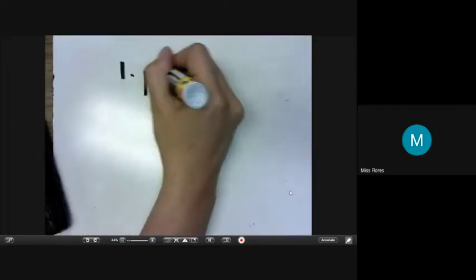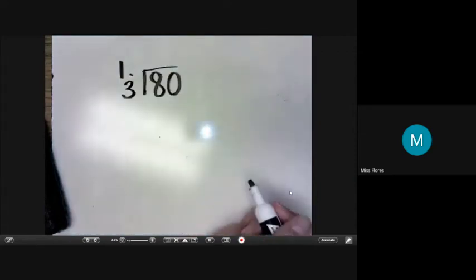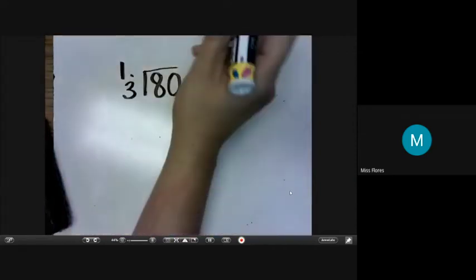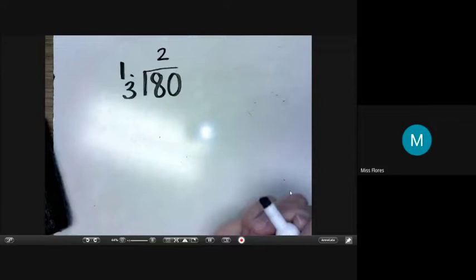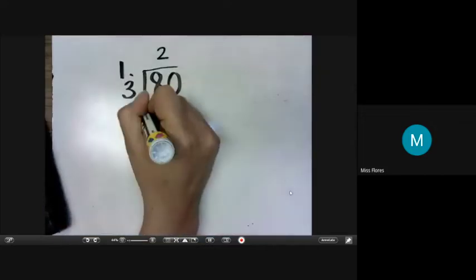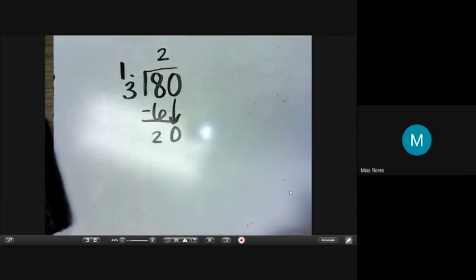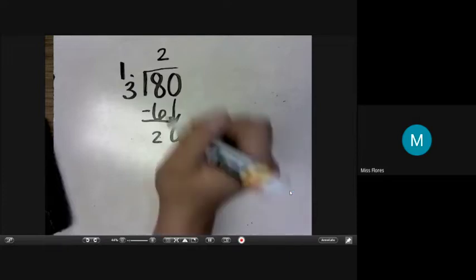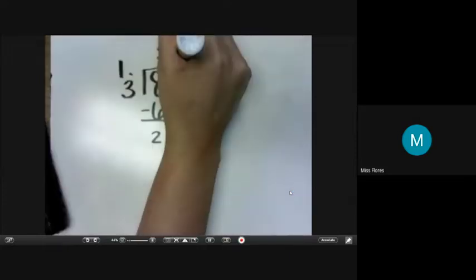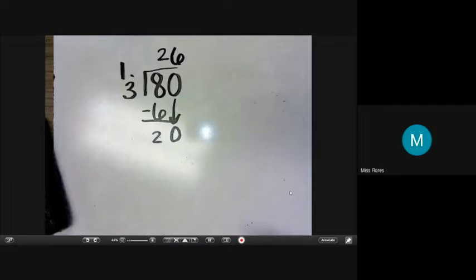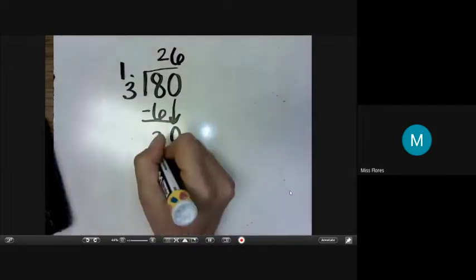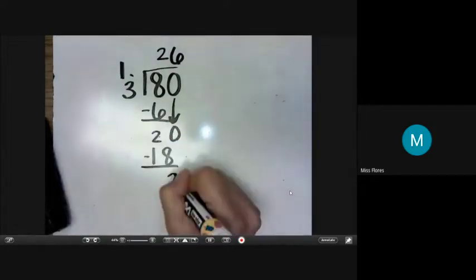So the first thing we do is we divide 80 by 3. 3 goes into 8 2 times, and we get 6. 8 minus 6 is 2, and we bring down the 0. 3 goes into 20 how many times? 6 times, and we get 18. 20 minus 18, and we get 2. So 2 is our remainder.